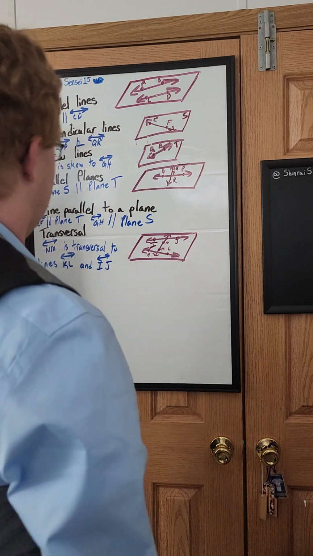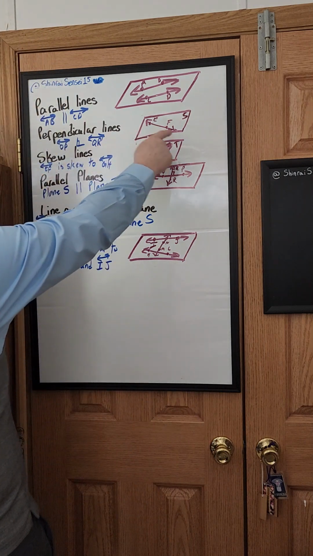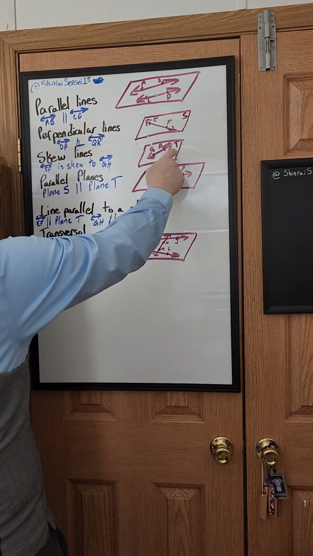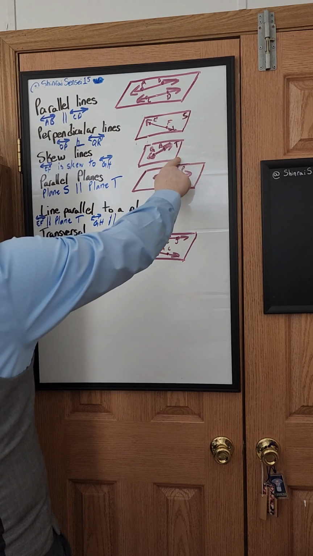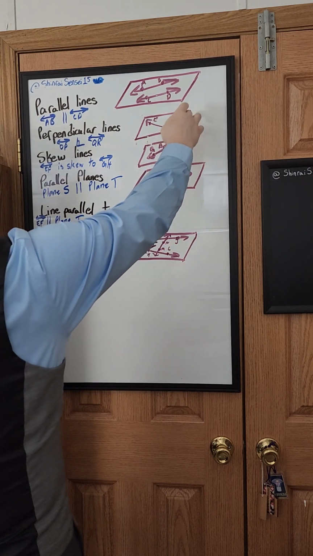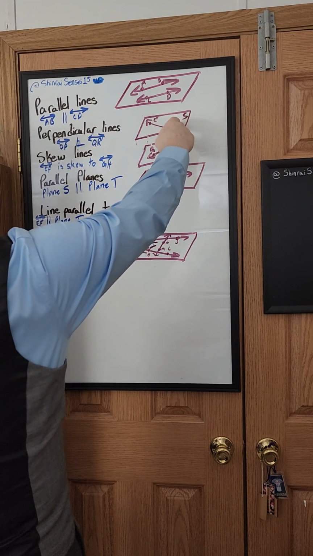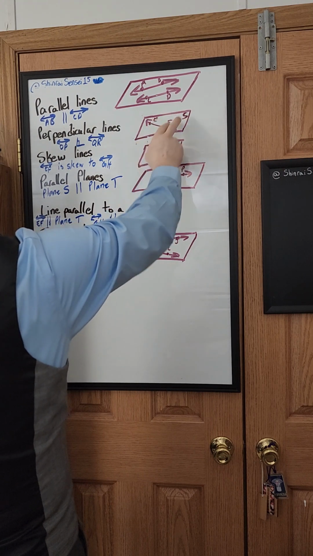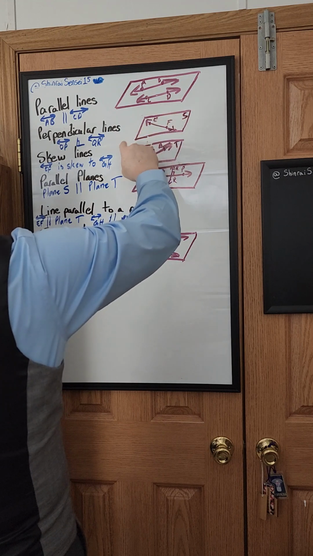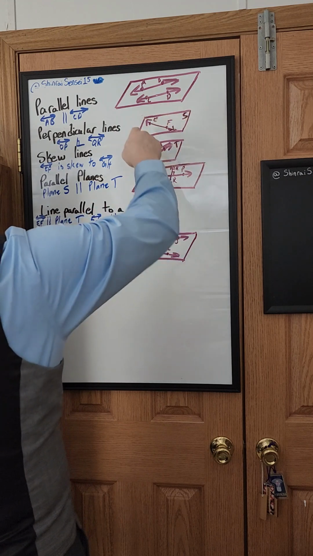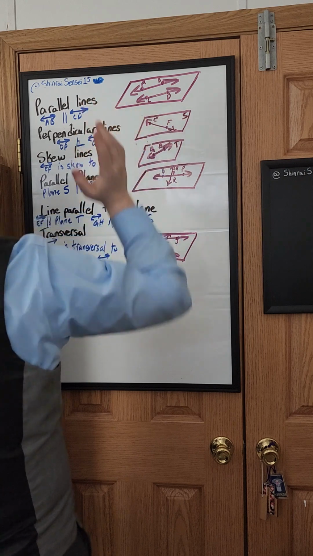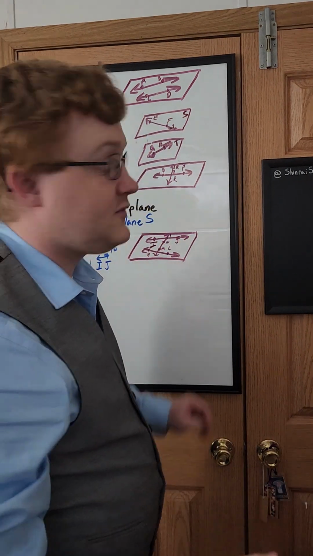So line EF is parallel to plane T because plane T and plane S are parallel, and this line is in the parallel plane S. So all lines that you can form inside of plane S, if I was to draw a line going this way, and a line going that way, a line going that way, a line going this way, they would all be parallel to plane T.